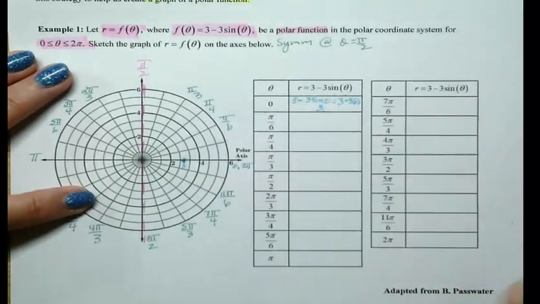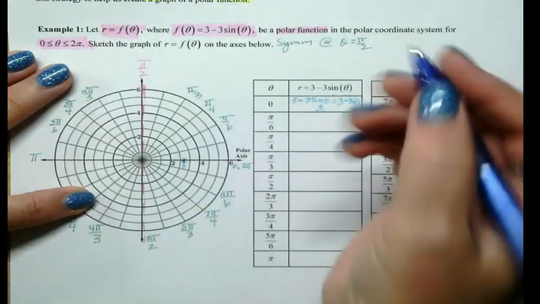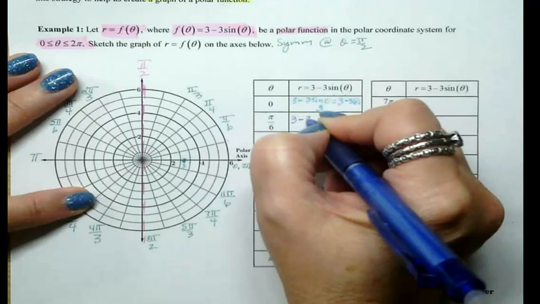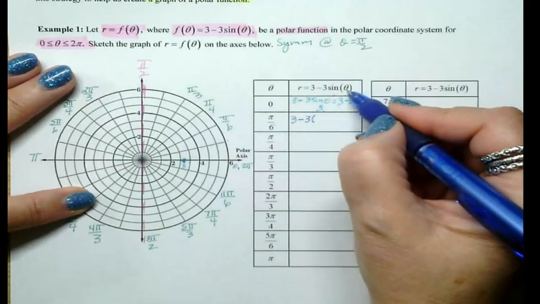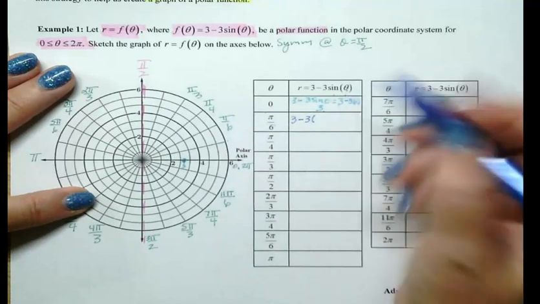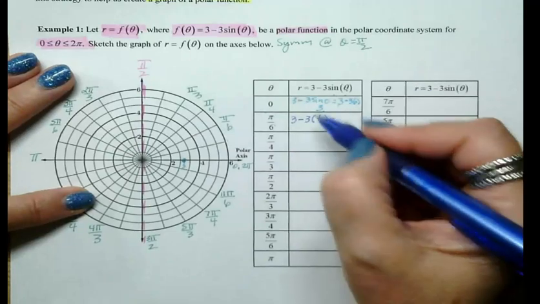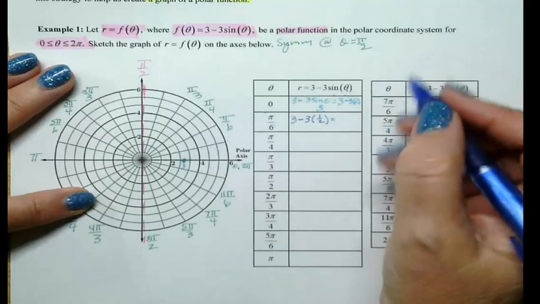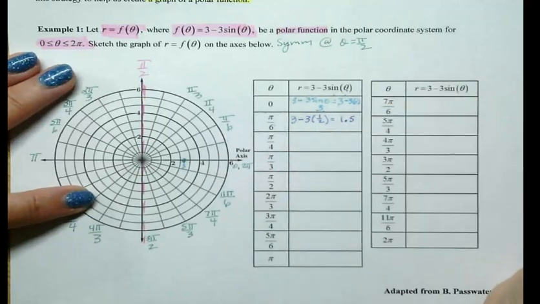So as I'm doing the next one, I'm not going to write this step down. I'm just going to go straight here and get an answer. So I'm going to say 3 minus 3 times, and I'm going to get pi over 6 here for theta. Sine of pi over 6 is 1/2. And so I'm going to get 3 minus 3 times a half. So that's going to give me roughly 1.5. So that's a second box that I could easily do in my head.